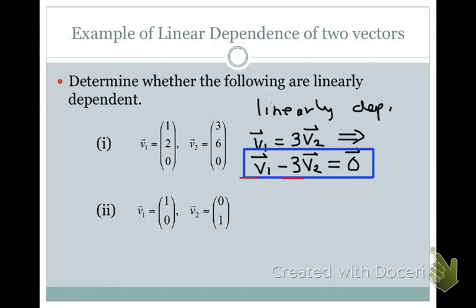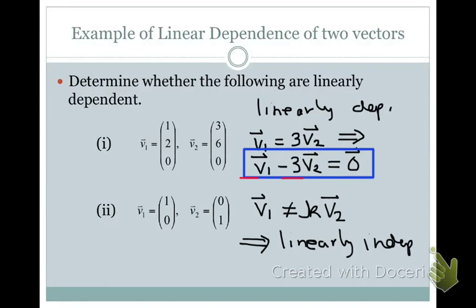Now let's look at the second set. Here we have v1 and v2. v1 is 1, 0 and v2 is 0, 1. Notice that there is no way that we can write these two vectors in linear combination and get the 0 vector without x1 and x2 being 0. But all we really need to see is that v1 is not a scalar multiple of v2. So we know that v1 is not some scalar quantity times v2. So automatically we can conclude, based on that, that this is a linearly independent set of vectors.